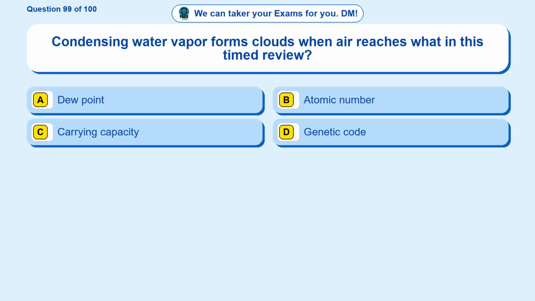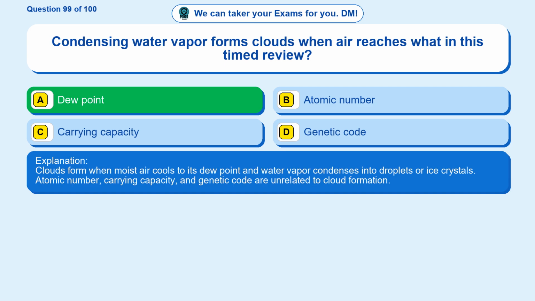Question 99. Condensing water vapor forms clouds when air reaches what in this timed review? Option A, dew point. Option B, atomic number. Option C, carrying capacity. Option D, genetic code. The correct answer is option A. Dew point. Clouds form when moist air cools to its dew point and water vapor condenses into droplets or ice crystals. Atomic number, carrying capacity, and genetic code are unrelated to cloud formation.